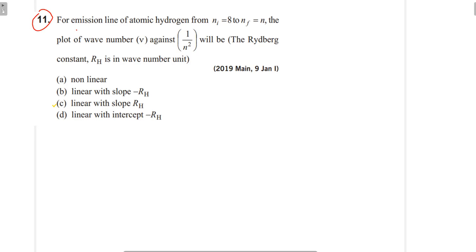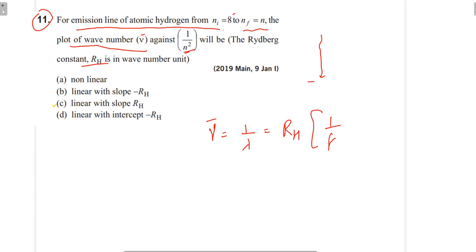Next, for the emission line of atomic hydrogen from n initial is 8, n final we don't know. Okay, the electron is coming from here to here. The plot of wave number nu bar against 1 by n square will be Rydberg constant RH, the wave number unit. What is the graph like? It is also based on the concept. See, first of all you have to write the formula: nu bar equal to 1 by lambda, that equal to RH times 1 by n final square minus 1 by n initial square.